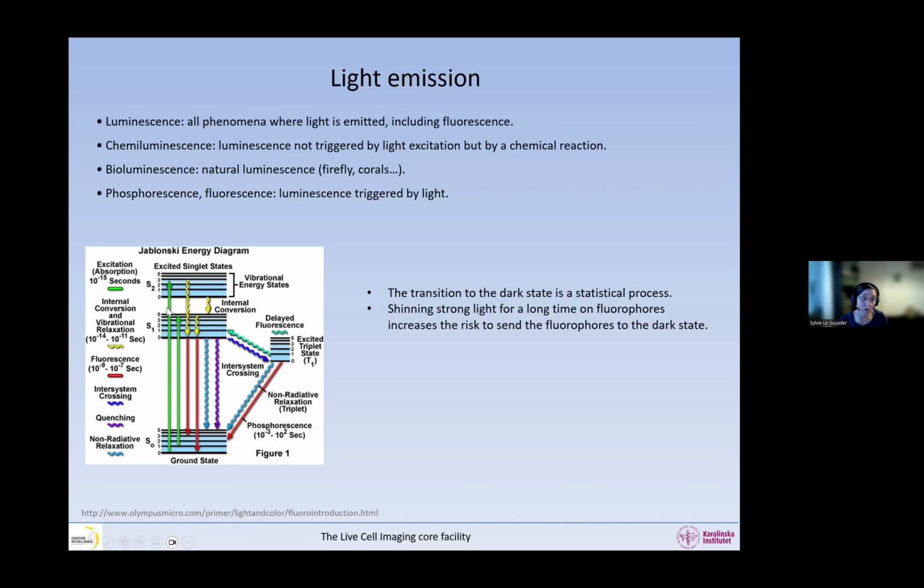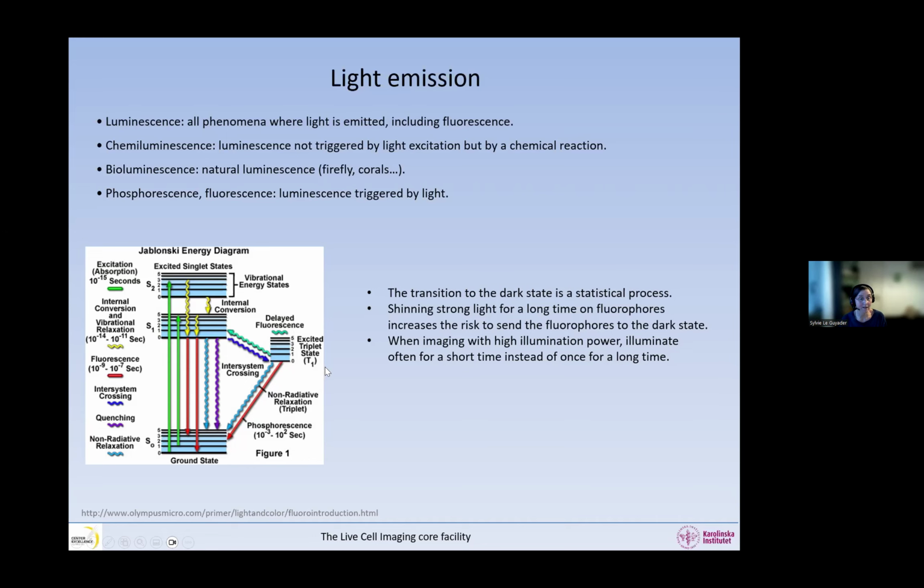So the more cycles the sample does, the more there is a risk that some of the photons will go into the dark state. And I remind you that when they are in the dark state, they sort of get stuck there for a while. So when we image our sample with a high illumination power, we have a risk of sending the fluorophores in a dark state.